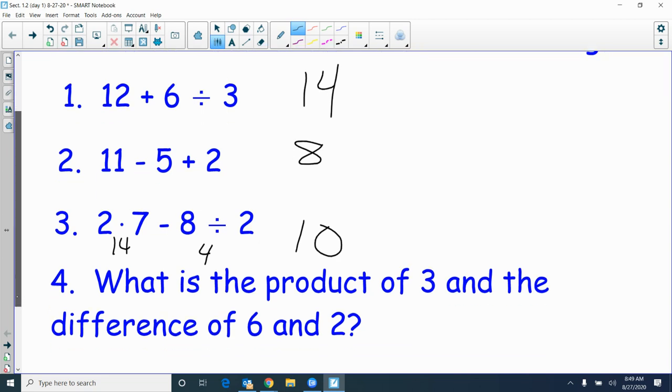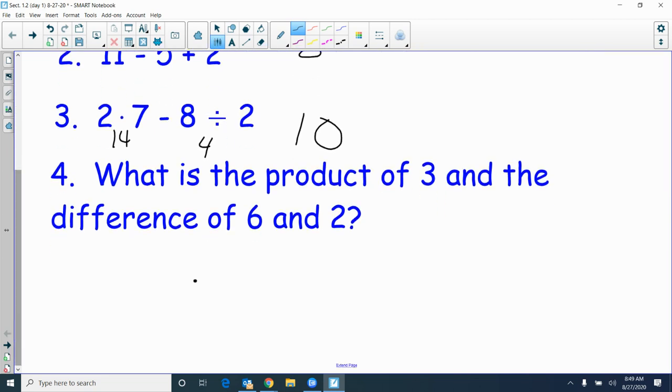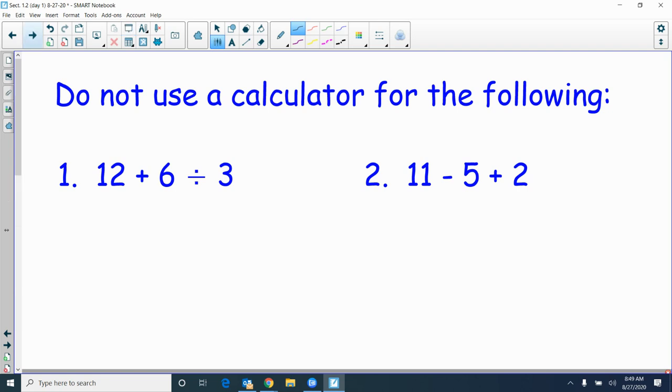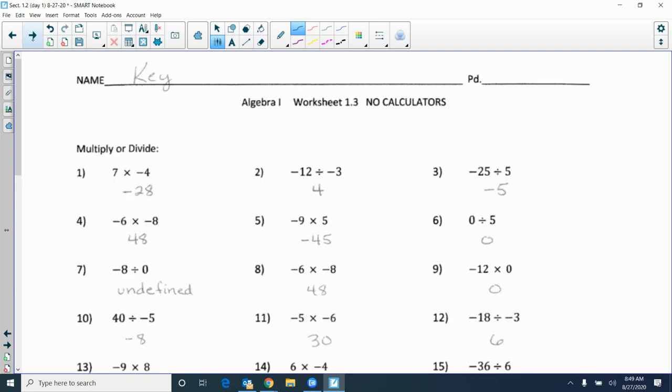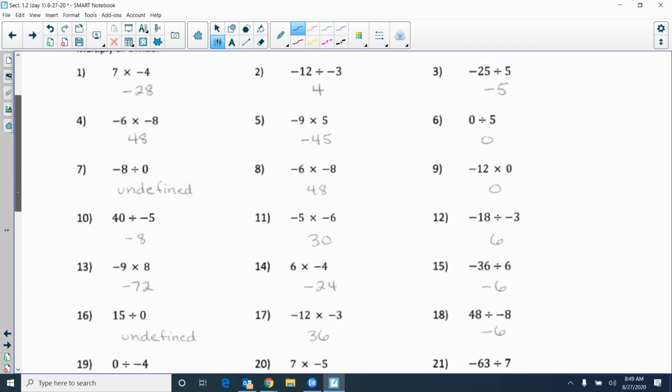Very nice. All right, number 4, what is the product of 3 and the difference of 6 and 2? Grant? 12. So I got the difference of 6 and 2 is going to be 4. And then 3 times 4 is going to give me 12. Very good. All right, nice job. All right, I was not anticipating that. All right, here's your answers for the homework.